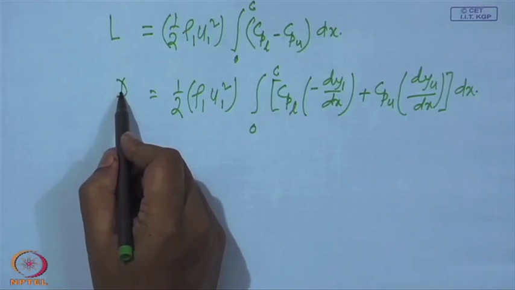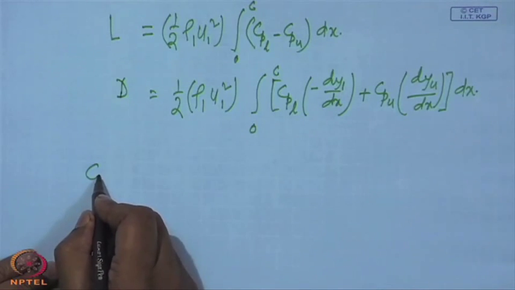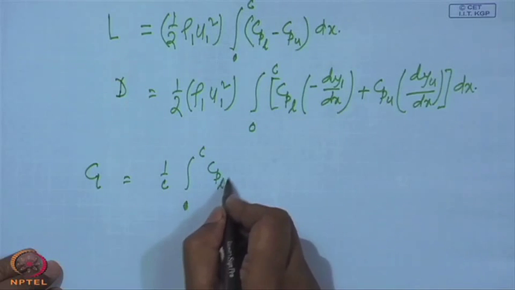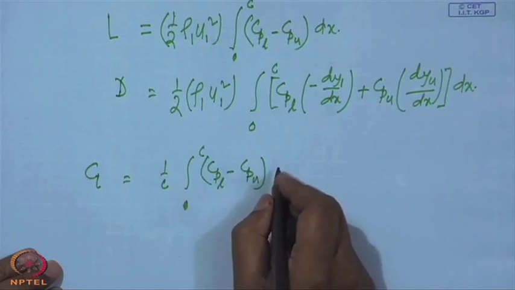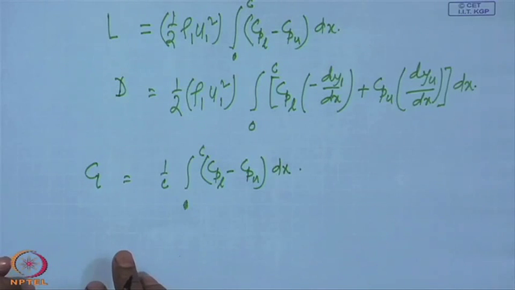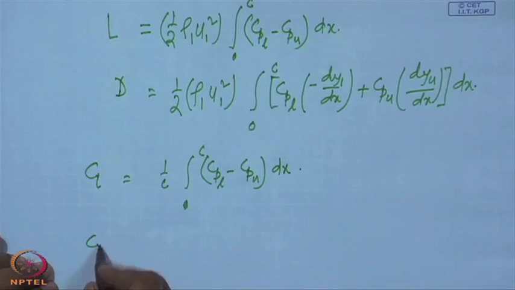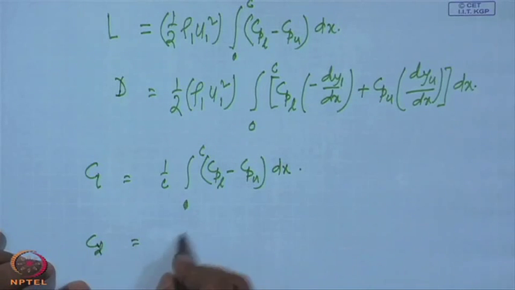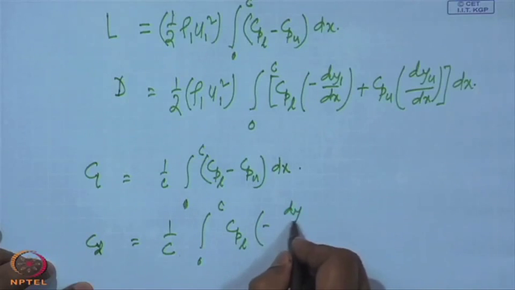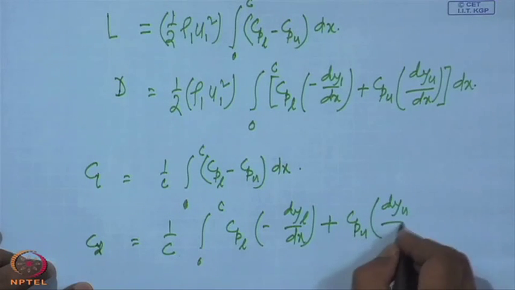And similarly, the lift coefficient can be 1 by c integral 0 to c CPL minus CPU dx, and the wave drag coefficient similarly will become integral 0 to c CPL dYL dx plus CPU dYU dx.